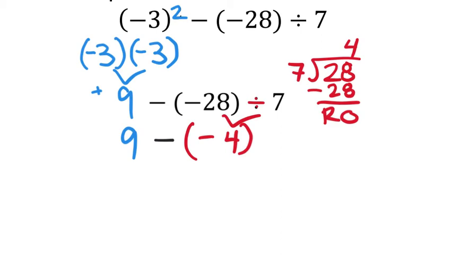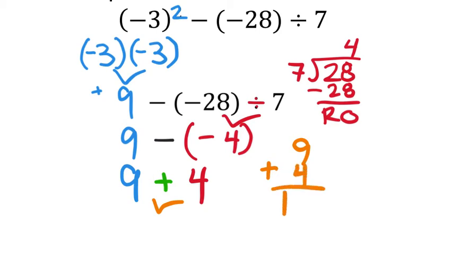I don't really want to do that, so I'm going to use keep, change, change. Keep the 9 positive. I'll change the operation from minus to plus, and then the 4, which is negative, will change to positive. This ends up being 9 plus 4. 9 plus 4, you can stack it if you need to. 9 plus 4 in the ones place value is 13. Carry the 1, right? So there's 13. That's it.